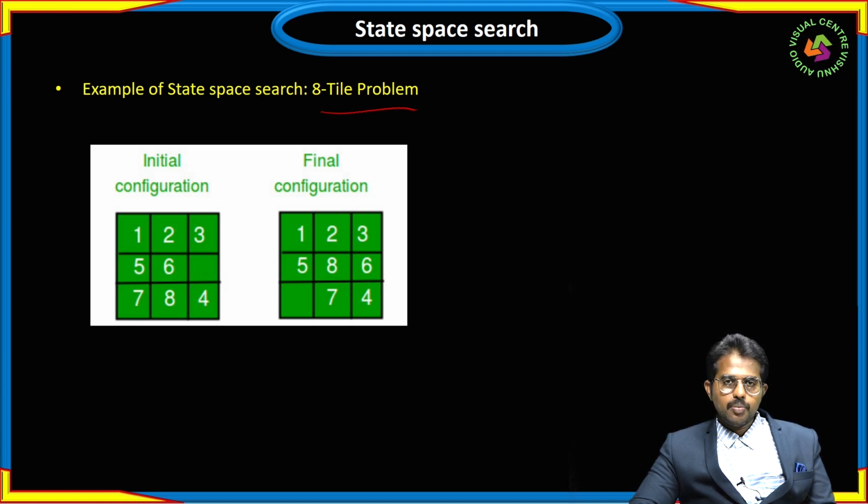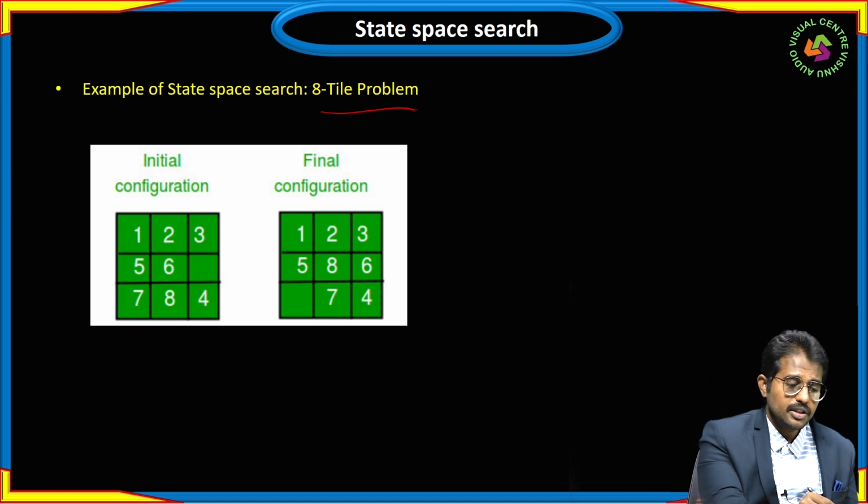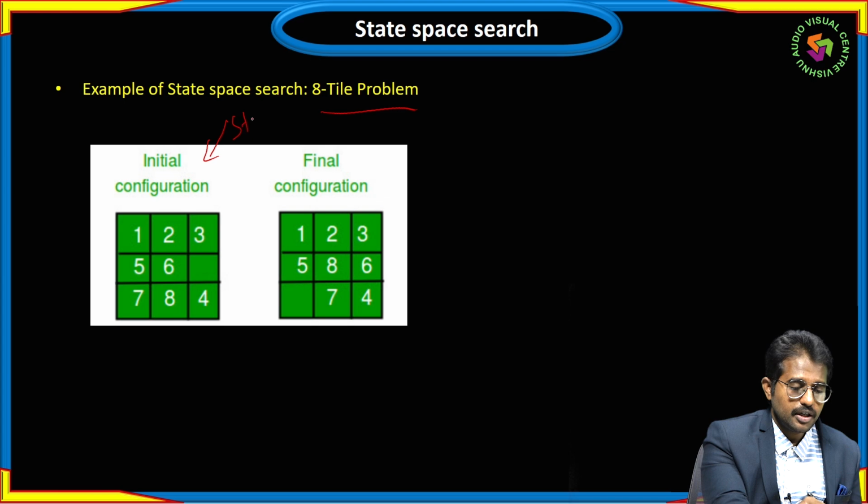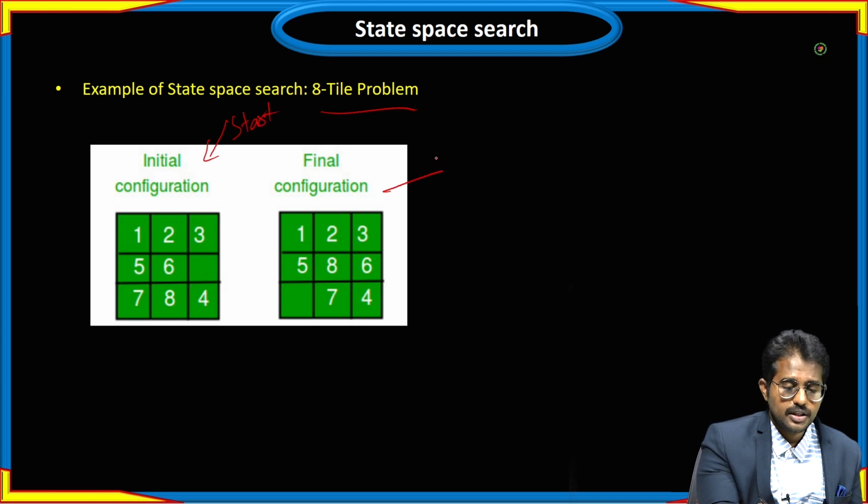In this 8 tile problem, we will be given a 3 by 3 matrix. In that matrix, we will have 9 cells. In those 9 cells, we are going to place 8 digits, and we keep 1 cell as a blank space. For this particular problem, here we can see the starting state, and this is the goal state.